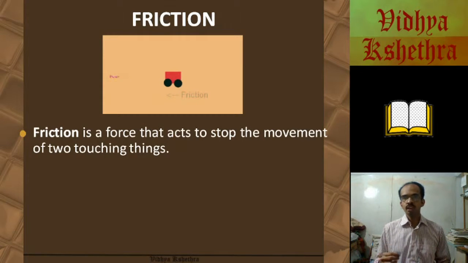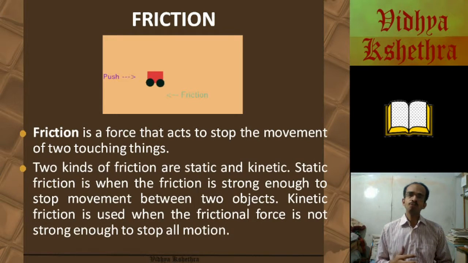Friction is a force that acts to stop the movement of two touching things. Two kinds of friction are static and kinetic. Static friction is when the friction is strong enough to stop movement between two objects. That is, when the body is stationary. While kinetic friction is used when the frictional force is not strong enough to stop all motion, as in the case of this toy car moving.